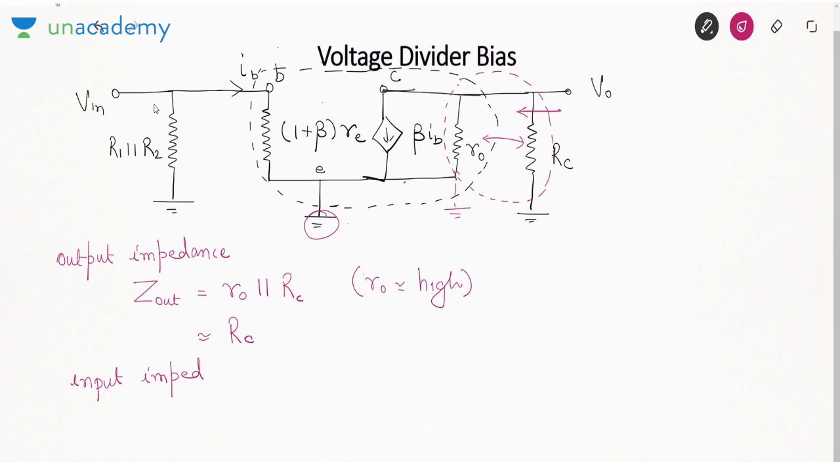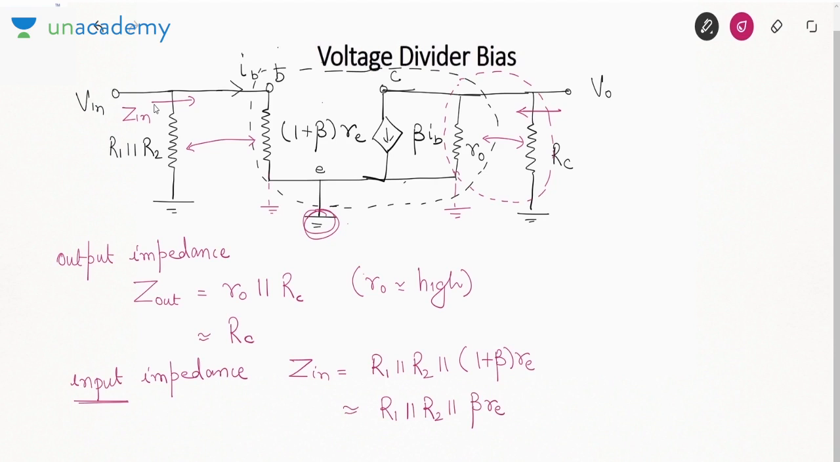Then we talk about input impedance. For input impedance, I told you to ignore RS. We haven't shown any RS. So if you see from the input side, this is Zin. This resistance is also grounded due to this terminal, so these two resistances are in parallel. Input impedance is R1 parallel R2 parallel (1 plus beta) RE. Sometimes if beta is high, 1 plus beta is replaced by beta, so it becomes beta RE.